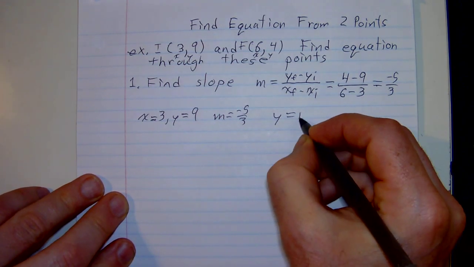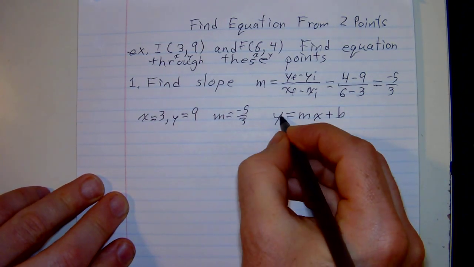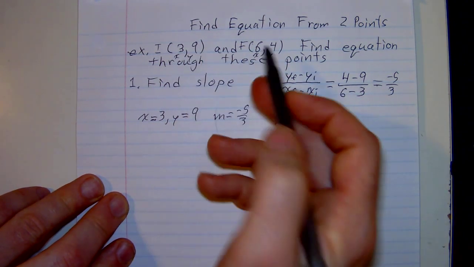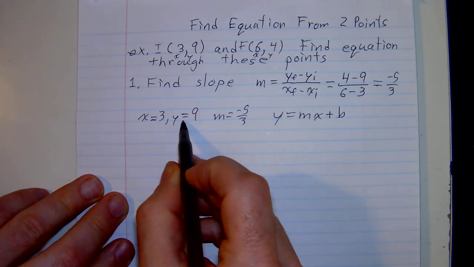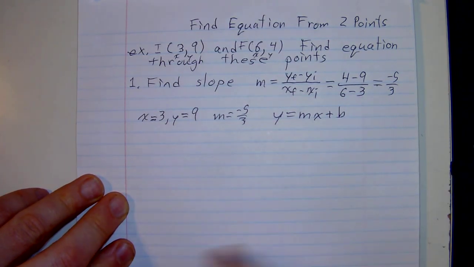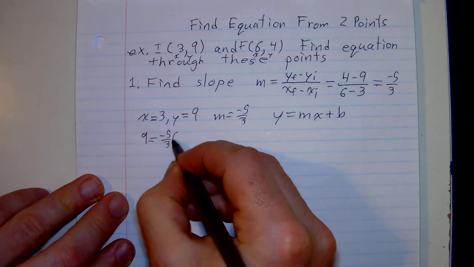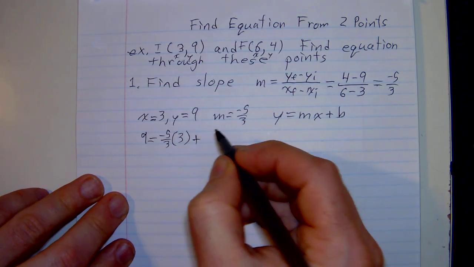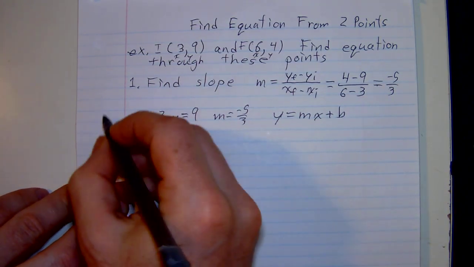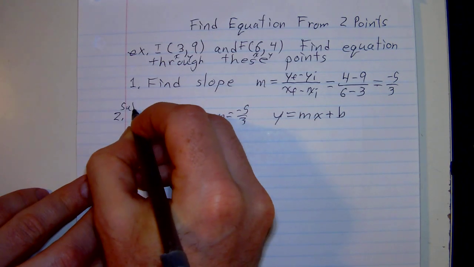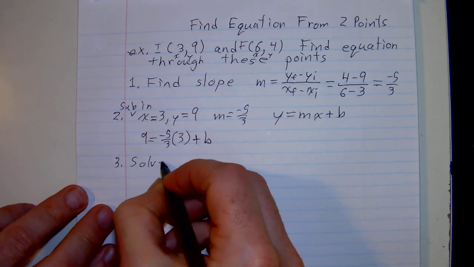And we know that a line is in the form y equals mx plus b, unless it's a vertical line, but we're not worried about that right now because these 2 points have different x values, so it's not a vertical line. Okay. So now we're just going to sub in the x value, the y value, and the m value into our formula. So it's y, which is 9, equals m, which is negative 5/3, times x, which is 3, plus b, and b we don't know. And then we're just going to solve this equation. So this is step 2. Sub in. And then step 3 is solve for b.